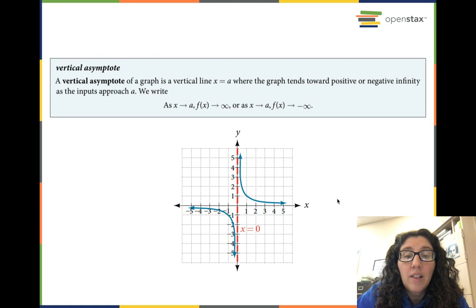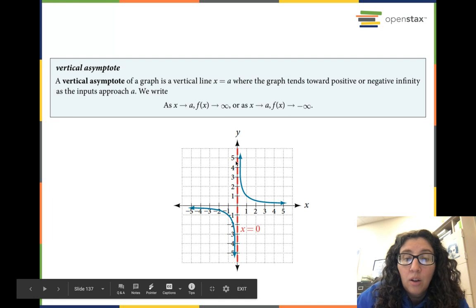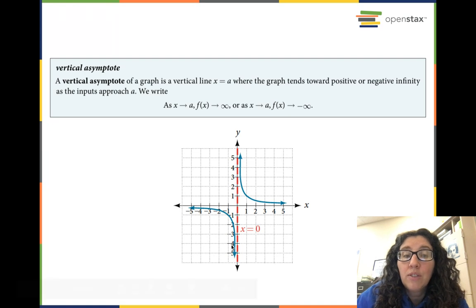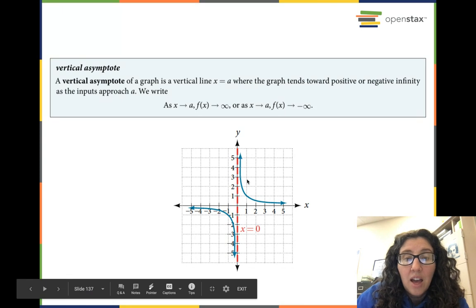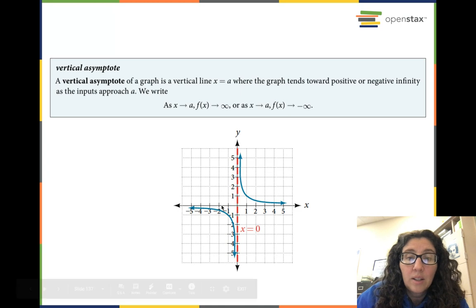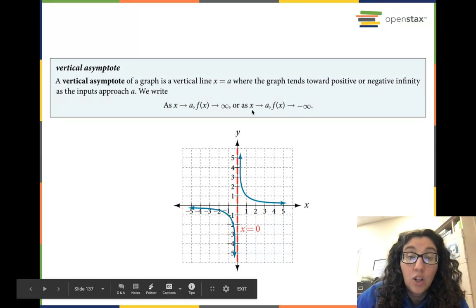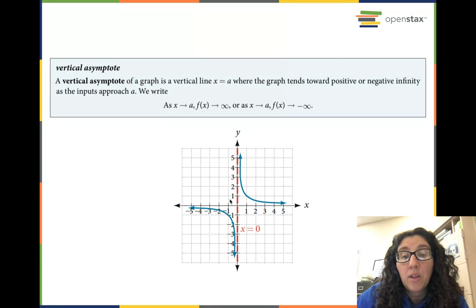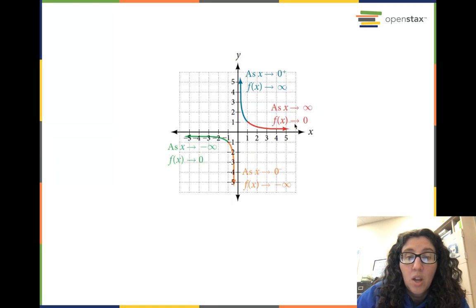All right, so a vertical asymptote of a graph is a vertical line, x equals a, where the graph tends toward positive or negative infinity as the inputs approach a. Right? So as x approaches a, f of x approaches infinity, or as x approaches a, f of x approaches negative infinity. And it might be different if we're approaching from the left or the right, as it is in this case. So again, as a review, here is our vertical asymptote. The vertical asymptote is at x equals 0, and as x approaches from the right, f of x approaches infinity. As it approaches from the left, f of x approaches negative infinity.